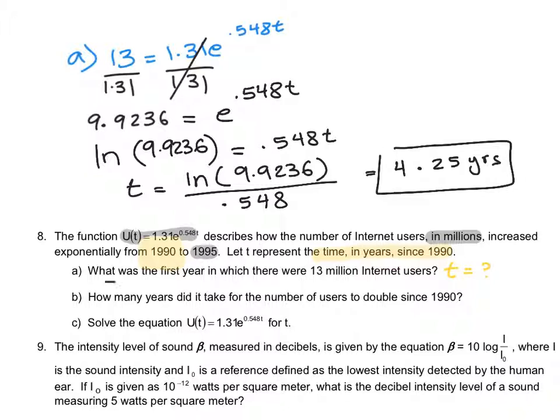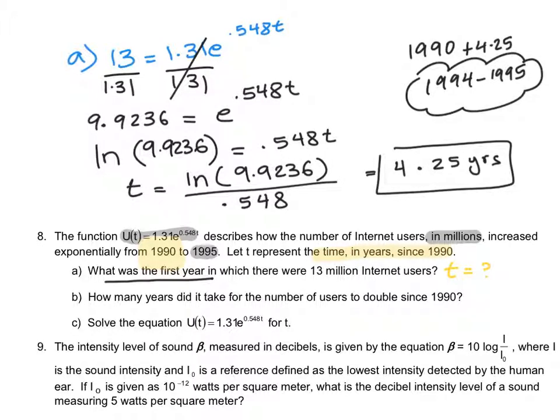They're asking what was the first year. So the first year they started is 1990. Add 4.25 years to it, and that will give you 1994.25. So that's going to be between 1994 and 1995. So if they ask about a certain year, you have to add it to 1990.